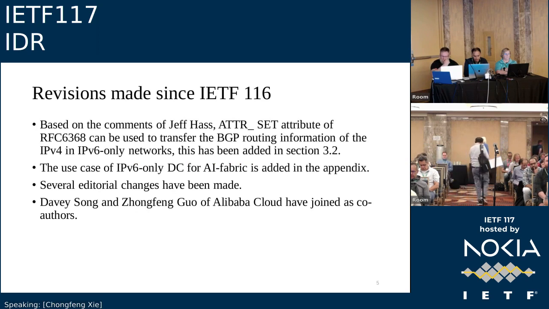These are the new revisions since IETF 116. Lots of comments have been received from Robert, Jing Rongxie, Jeff, and Essie. We really appreciate that. Based on the comments, the ATTR_SET attribute of RFC 6368 can be used to transfer the original IPv4 BGP routing in IPv6 networks. This has been added in section 3.2. The use case of an IPv6-only data center for AI fabric is added in the appendix. Editorial changes have also been made. Next, please.